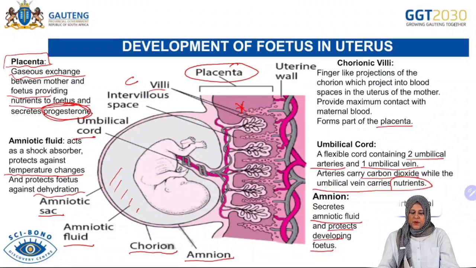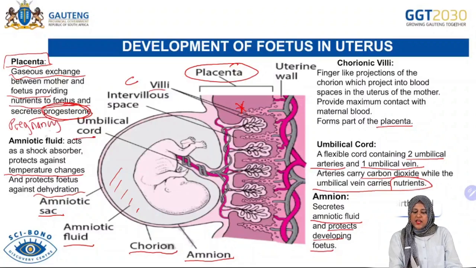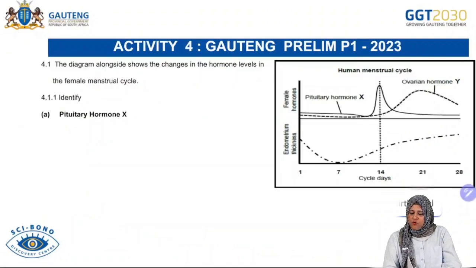Okay, let's look at an activity quickly. The diagram alongside shows hormone levels in the female menstrual cycle. Identify pituitary hormone X. So we're telling you it's a pituitary hormone, right? And you can see that it's spiking at day 14. So that must be LH.